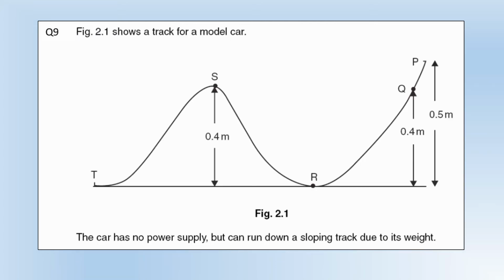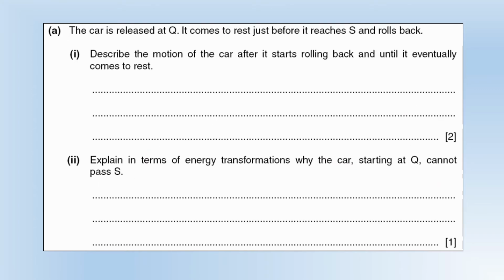Okay, so we've got a track for a model car. The car has no power supply but can run down a sloping track due to its weight. Okay, so it's released at Q and it comes to rest just before it reaches S and rolls back. Describe the motion of the car after it starts rolling back until it eventually comes to rest.